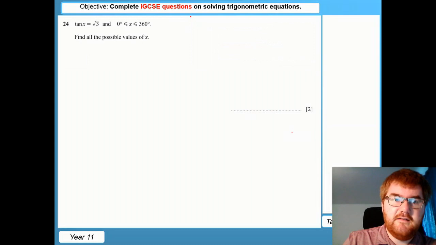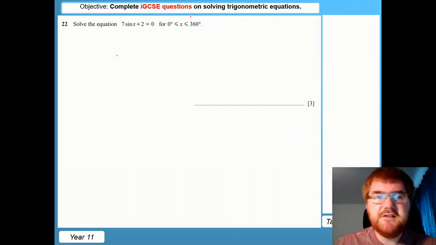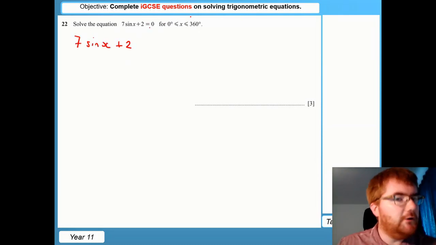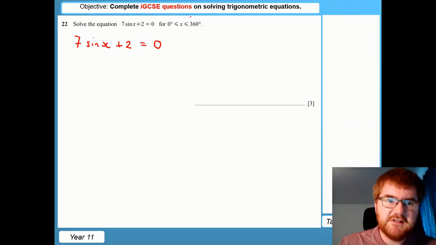Right, I think we've got two more questions to go here. So 7 sine x plus 2 is equal to 0. Again, we approach this in the same way that we've seen before. It's quite comforting to do lots of these questions to really build up your experience.